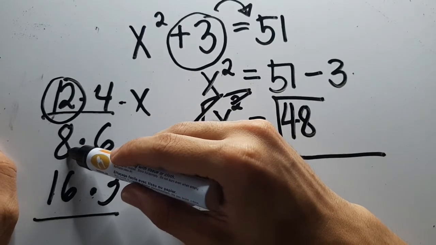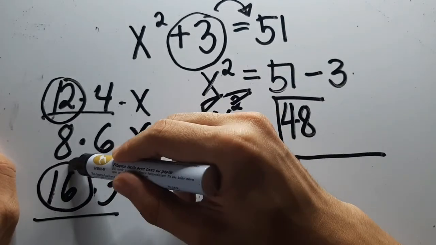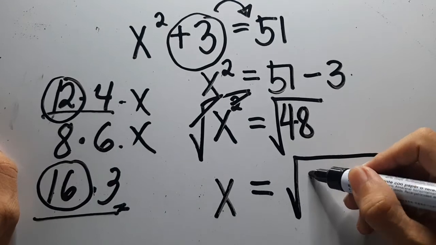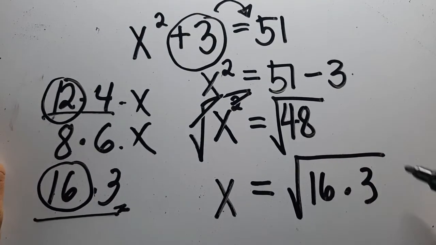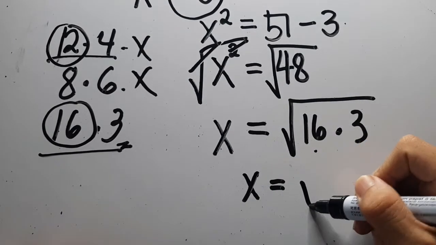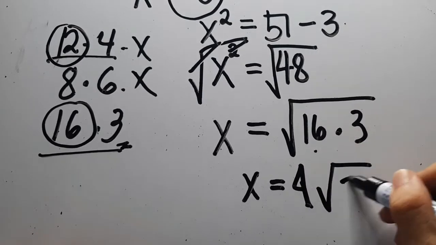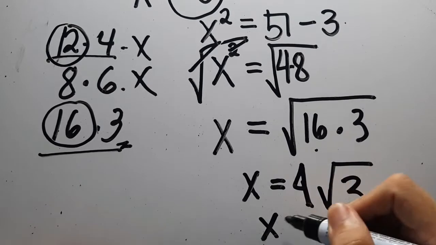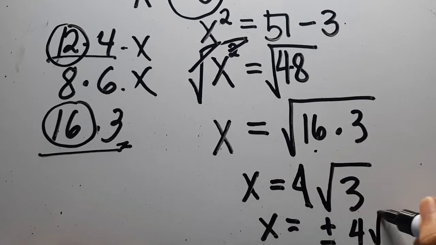So, 8 walang perfect square root. 6 walang perfect square root, kaya hindi natin siya pwedeng kunin. Si 16 may perfect square root, which is 4. And si 3 walang factor. So, ang factor na kukunin natin dito ay 16 and 3. Okay? So, we have square root of 16, which is positive 4. So, we have positive 4 here, square root of 3. So, now, the value of our x is equal to positive negative 4 square root of 3.